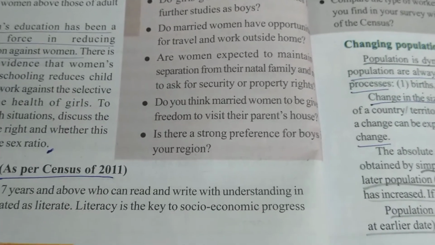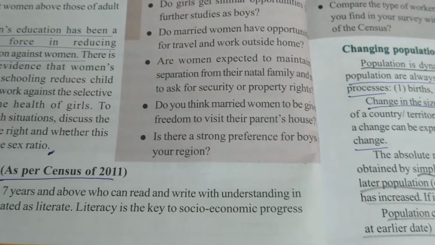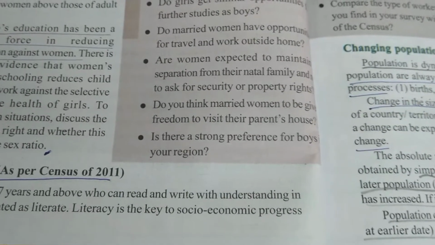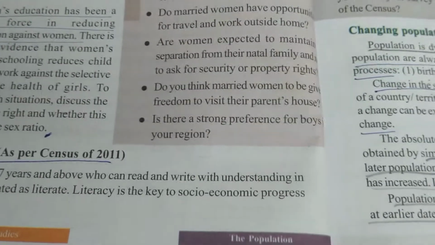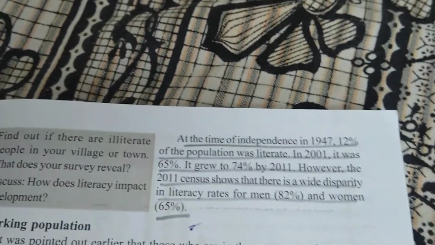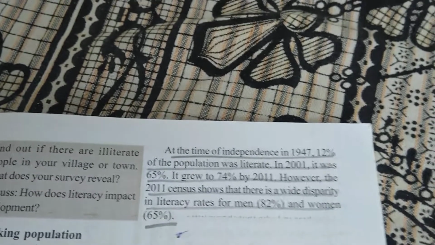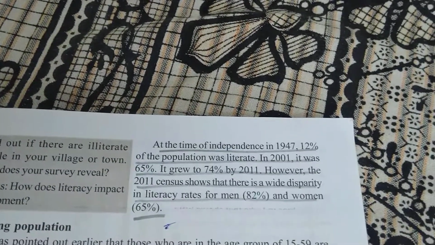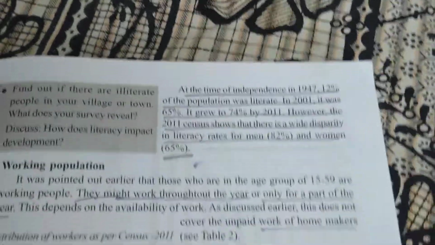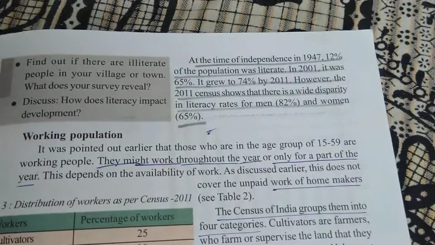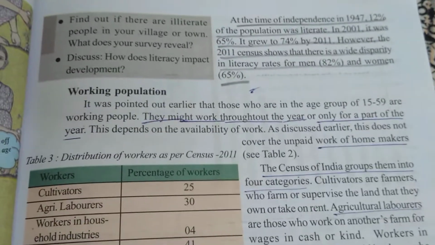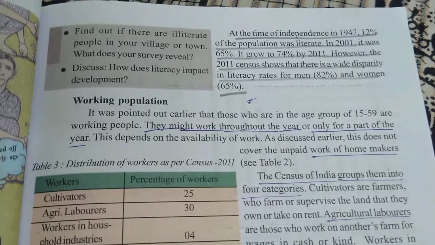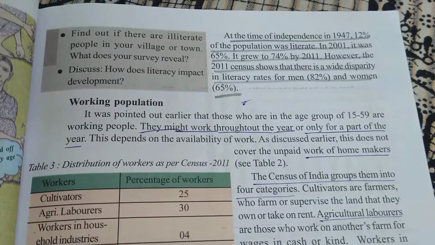Okay, literacy will show more effect on the socio-economic progress of any country. If the educated people are more, then the country can develop more. At the time of independence in 1947, only 12% of the population was literate. Previously there were no schools and people were scattered in different places. Most of the people lived in villages, dependent on agriculture.